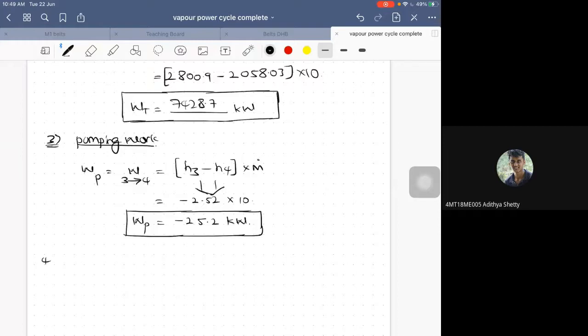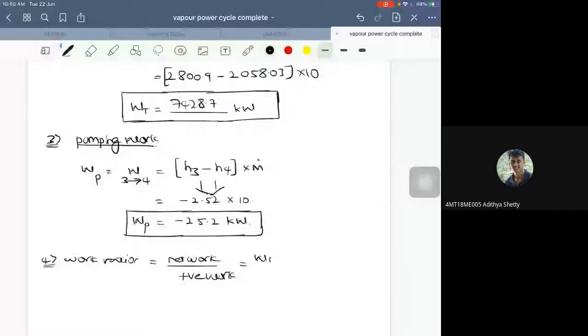Next, the fourth one is work ratio. Work ratio is net work divided by positive work. Net work is turbine work plus pump work. The only positive work there is the turbine work. So substitute the values and get it.